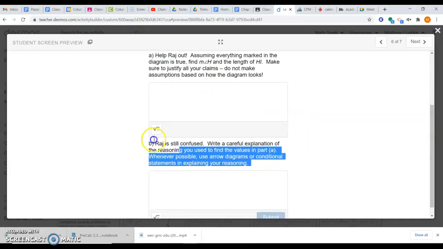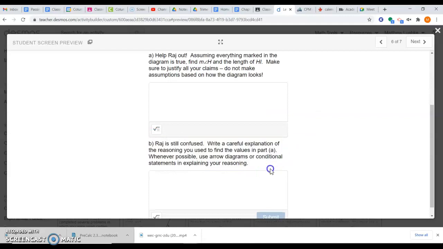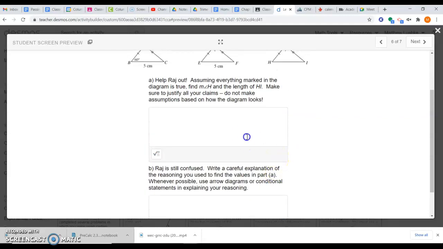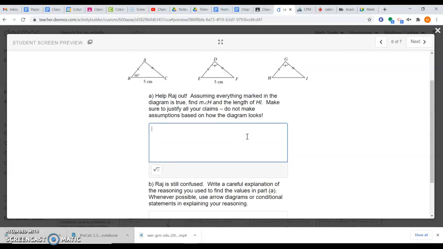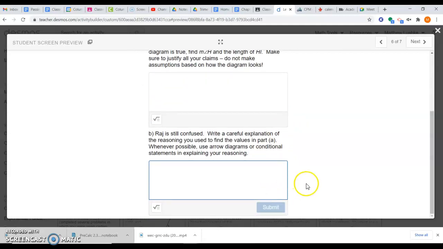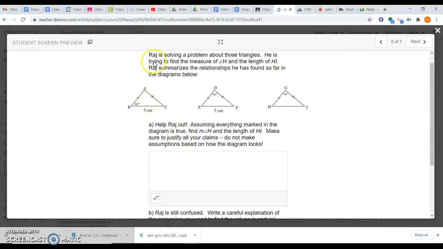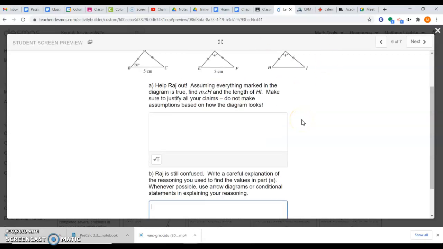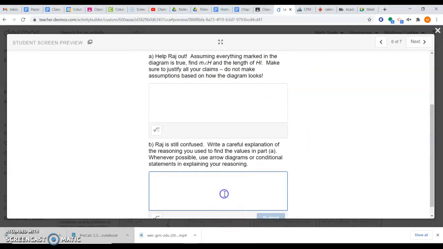Okay, here's a big one for B that I really want you to focus on. I want you to write a careful explanation of your reasoning for how you found the values in part A. So if you say H is 16 degrees and HI is 10, then I want you to explain how you got to that conclusion, okay? And be specific like I was trying to be there, saying, all right, I went from this triangle to this triangle using this relationship. This relationship tells me angles are the same and side lengths are the same. Then I went from this triangle to this triangle, and I said that they were congruent and this is what it means to be congruent. So just explain your reasoning fully here.